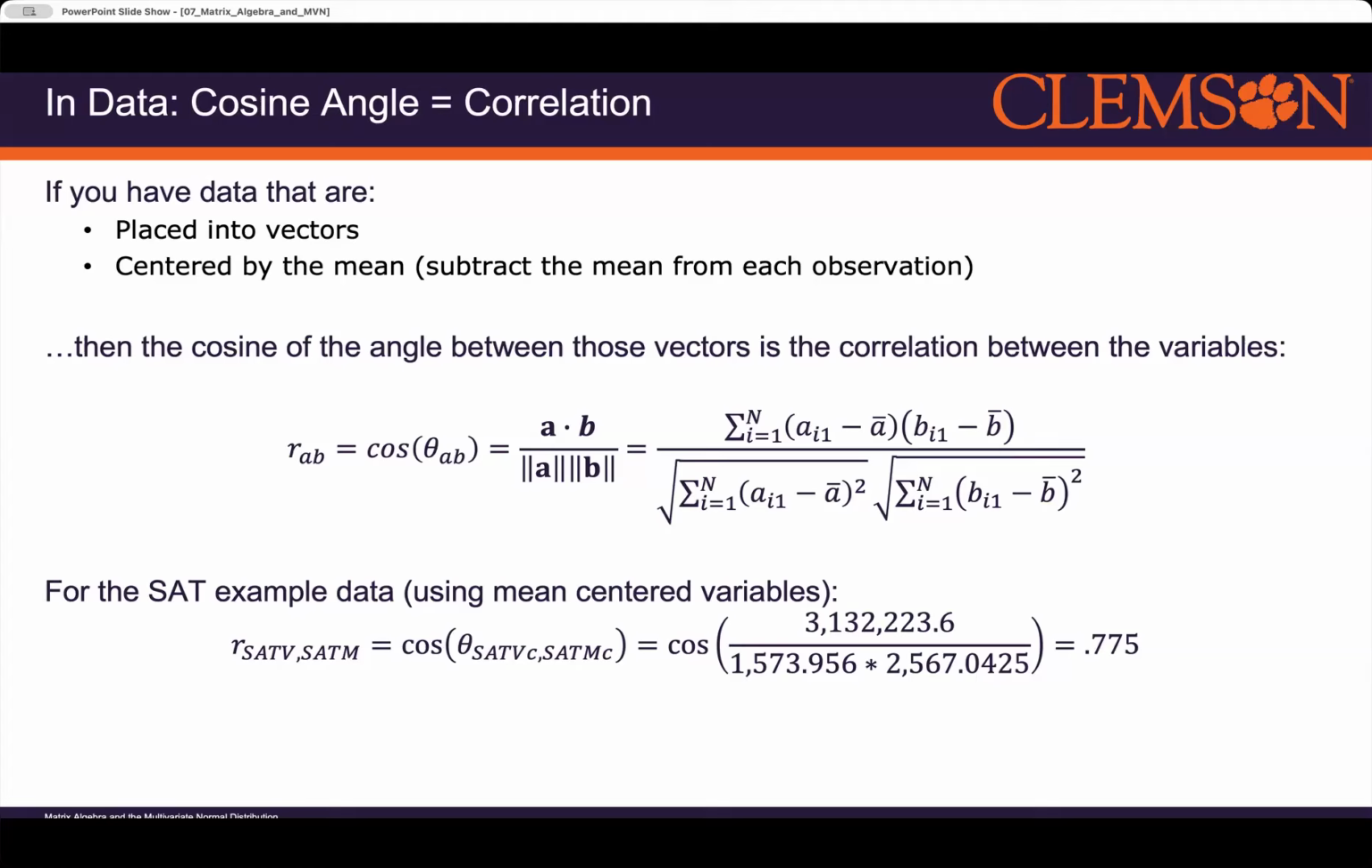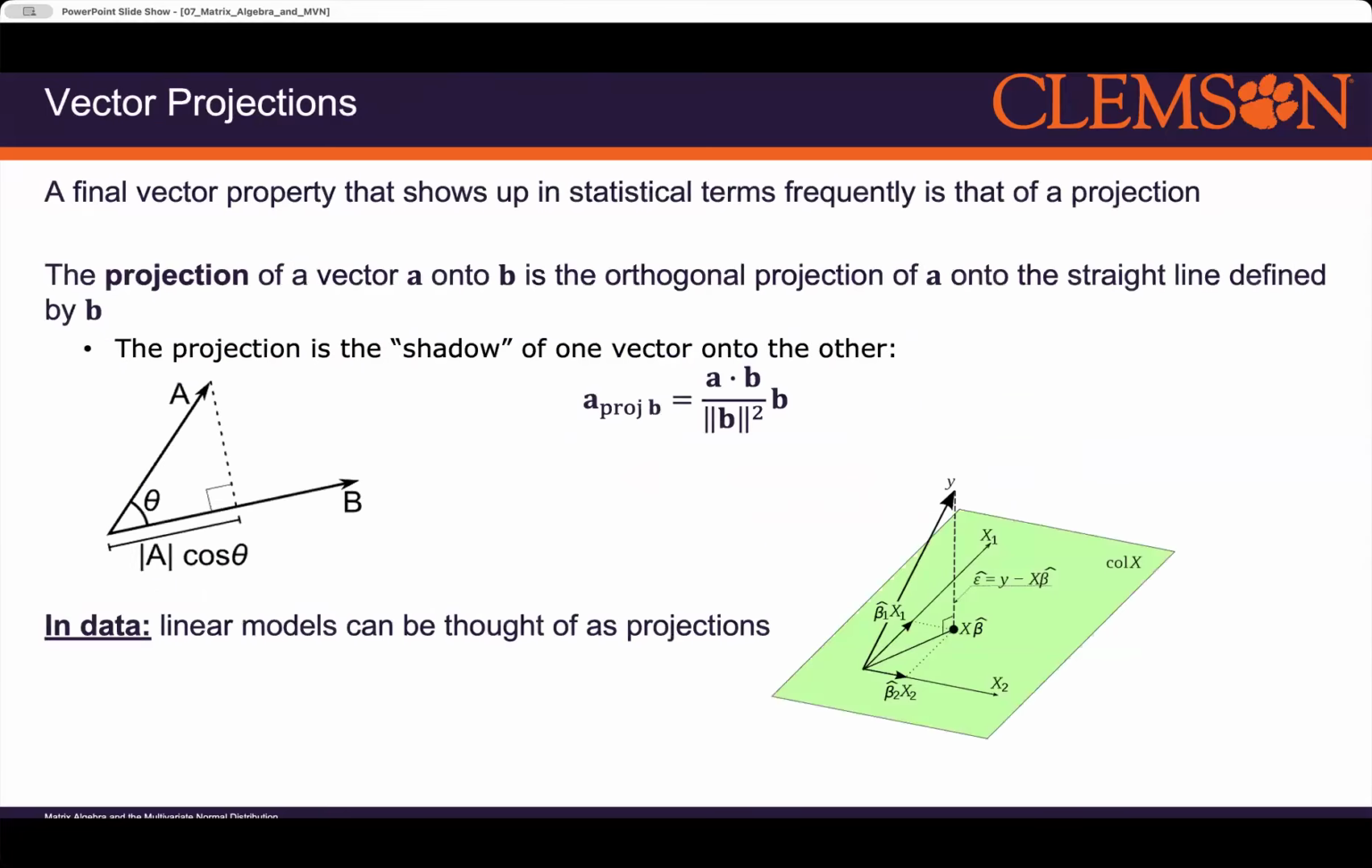So really what we're saying is our angle between the vectors is a rescaled correlation. Pretty cool, I think. So in our SAT example, we see the correlation is right about 0.78, 0.775.